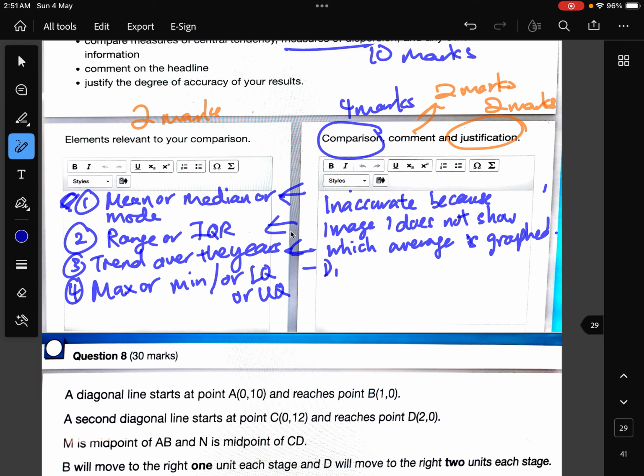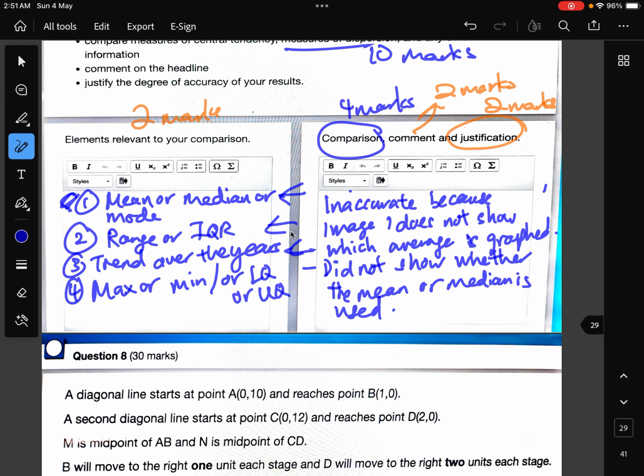So you could explain that it did not show whether the mean or the median is used. Okay, so I think this would be a good one for the justification for this one. Of course there are many possible other reasons as well.